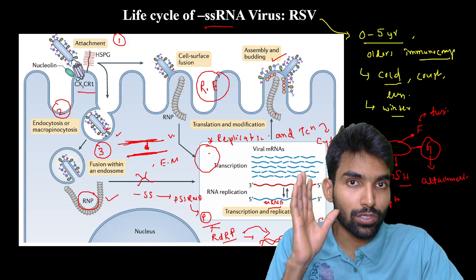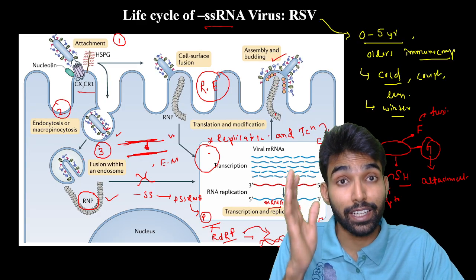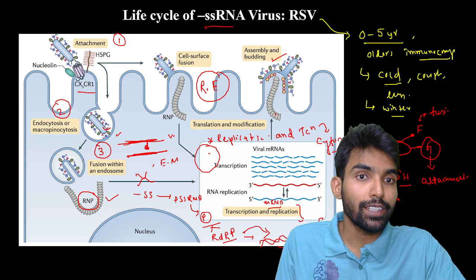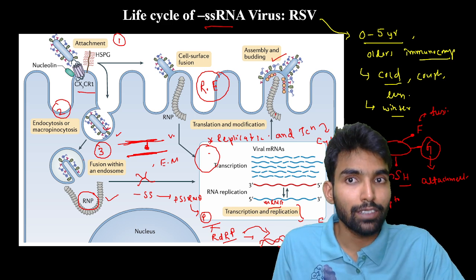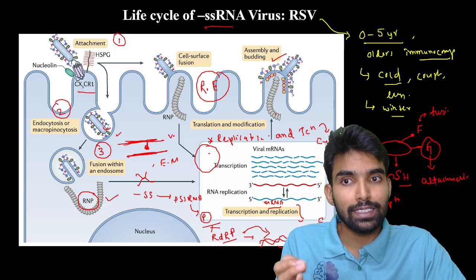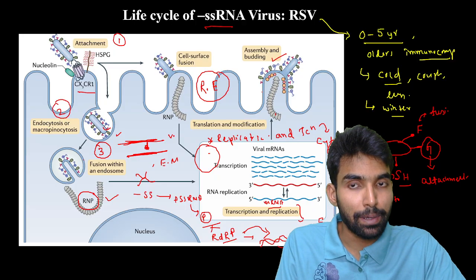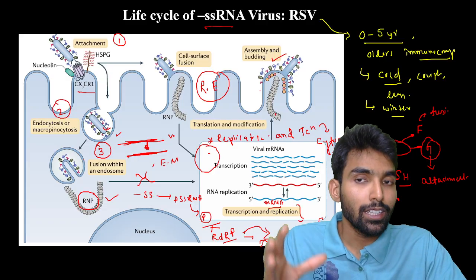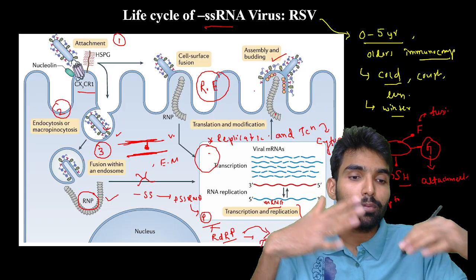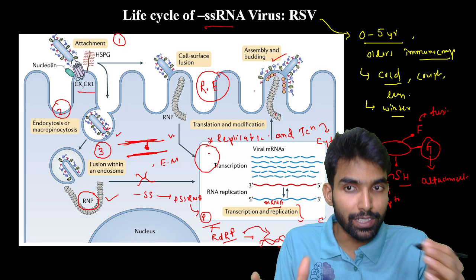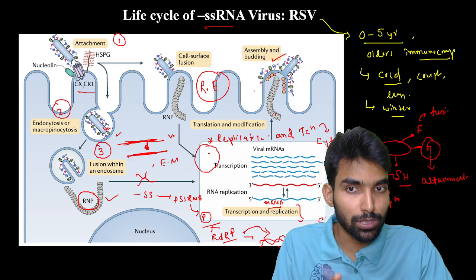That's the life cycle of the negative sense RNA virus. One example is RSV. Here are a few things that you need to remember. First, attachment happens, followed by endocytosis. Endocytosis means uptake of the virus by the cell. Then fusion between the membrane, maybe the plasma membrane or the endosome membrane, and the virion, with the help of the fusion protein.